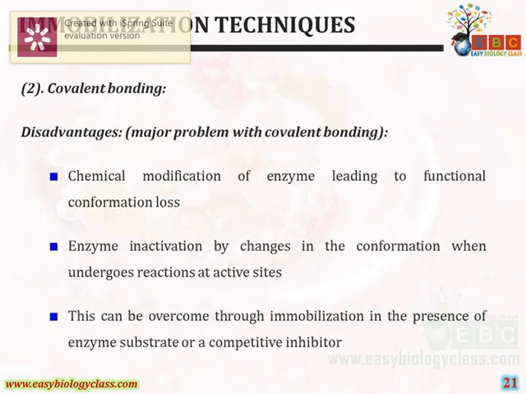There are some disadvantages of this covalent bonding method. The chemical modification of the enzyme leads to functional conformational loss. Conformational loss is nothing but this: there is an active site in each and every enzyme, and if the active site gets changed, its conformation changes. Conformation is nothing but the spatial arrangement of the atoms in any compound. If its structure gets changed, then there is no use of covalent bonding for the process of immobilization and the conversion of the substrate into its products.